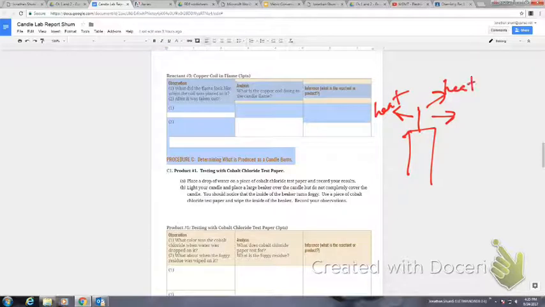So the copper coil, if I can draw it like this, right? Not the greatest drawing, but the copper coil absorbs the heat. It's a good conductor of heat. And so what you should notice is that when the copper coil absorbs that heat, there's no other heat around. And so the flame kind of flickers or it gets smaller.